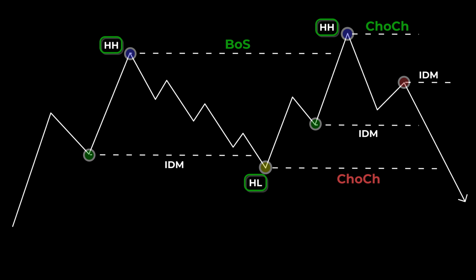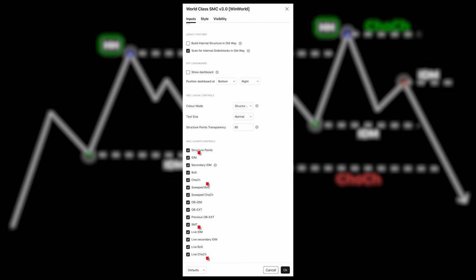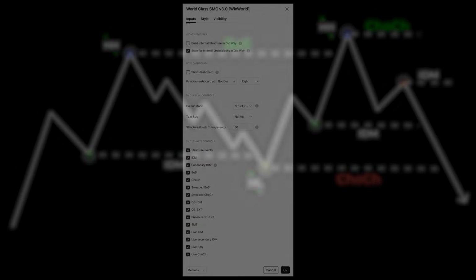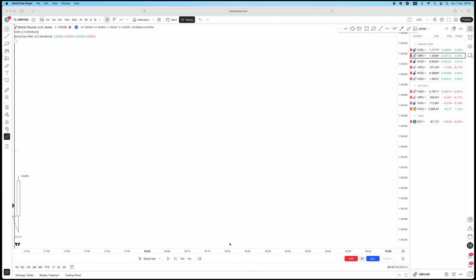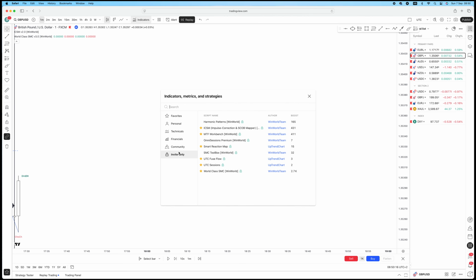All of this information is conveyed in the world-class SMC indicator. The indicator automatically highlights break of structure and change of character points. Let's switch to the market chart to see the indicator in action. To add the indicators to your chart, click on the indicator button, then under the Invite tab, select the world-class SMC and Impulse Correction Mapper.